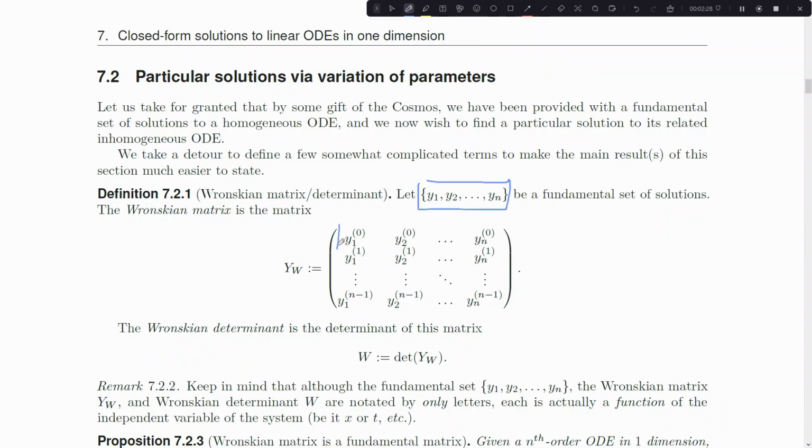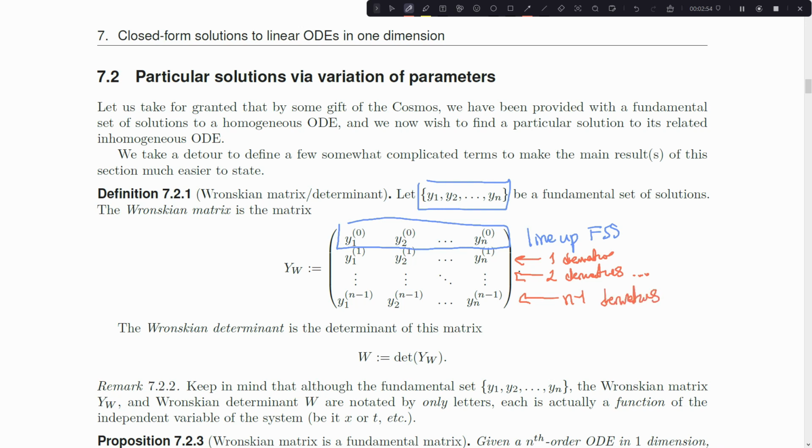Let's look at this. So I just line up the fundamental set across the top of my matrix, and then I start to take derivatives. So one derivative, two derivatives, dot, dot, dot. We're going to end up with n minus 1 derivatives. Why n minus 1? Well, because we started out with 0 derivatives. So the total number of rows I have in my matrix is n, because if I start my indexing at 0 and go up to n minus 1, that's still n pieces. So I'm just going to produce this matrix out of my fundamental set and all of the derivatives.